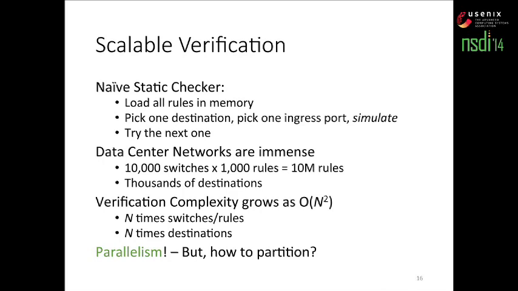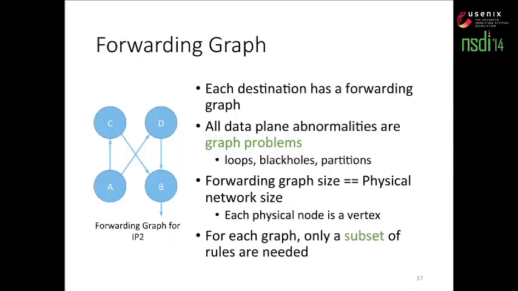But the key problem of applying parallelism here is that you need to partition your big problem into several small problems. And these small problems should be independent of each other so that you can run them on separate machines. How do we partition this static verification problem to apply parallelism? In order to do that, let me go back to the forwarding graph abstraction.